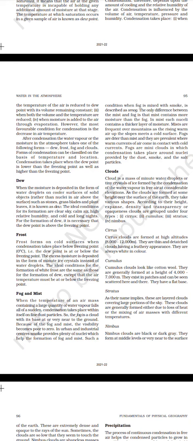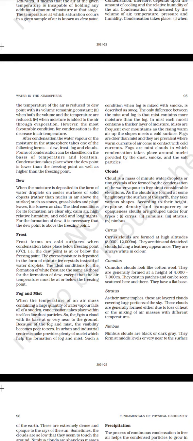After condensation, the water vapor or the moisture in the atmosphere takes one of the following forms: dew, frost, fog, and clouds. Forms of condensation can be classified on the basis of temperature and location. Condensation takes place when the dew point is lower than the freezing point as well as higher than the freezing point.